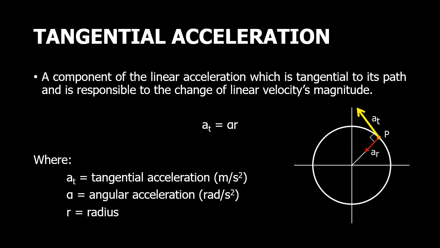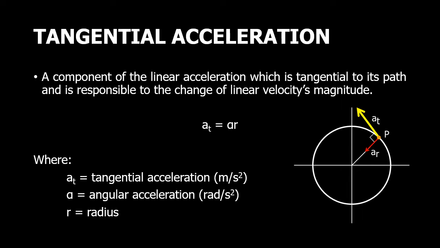Ngayon, nakuha na natin yung displacement and velocity. Punta naman tayo ngayon sa acceleration. So ngayon, yung linear acceleration, meron siyang dalawang types, tangential and radial. So punta muna tayo sa tangential acceleration. So tangential acceleration is a component of the linear acceleration which is tangential to its path and is responsible for the change of linear velocity's magnitude.